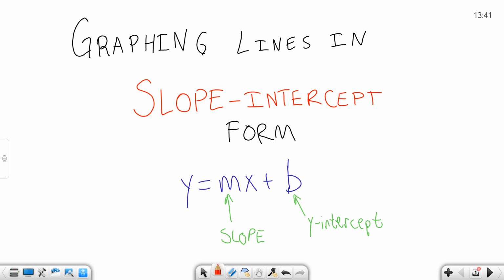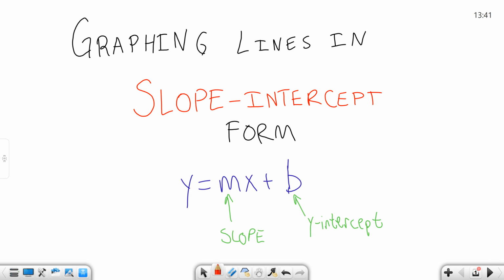This video will address graphing lines in slope-intercept form. So y equals mx plus b is this form. Remember, m is the thing times x. It is the slope. The slope does not have x in it. The slope is the thing times x. And then the thing by itself, in this case b, is the y-intercept.